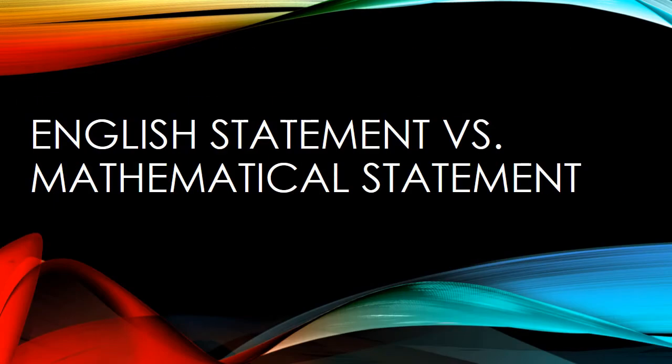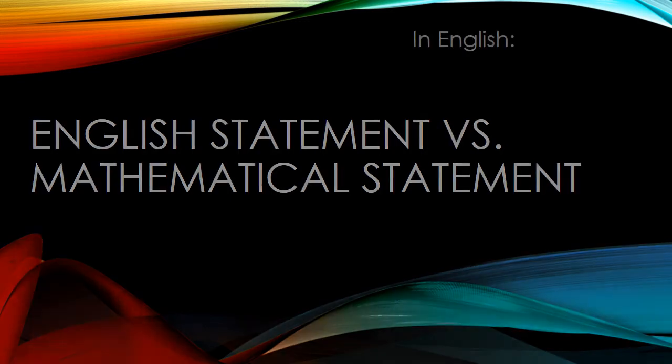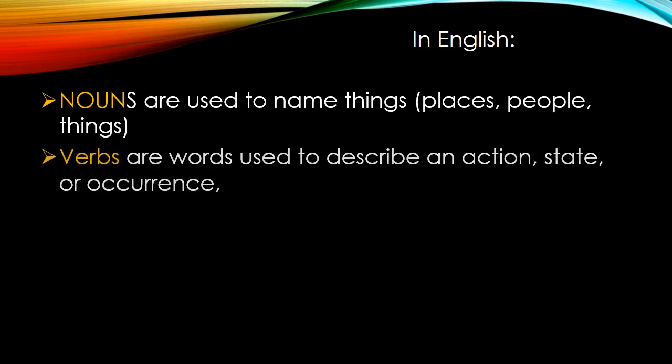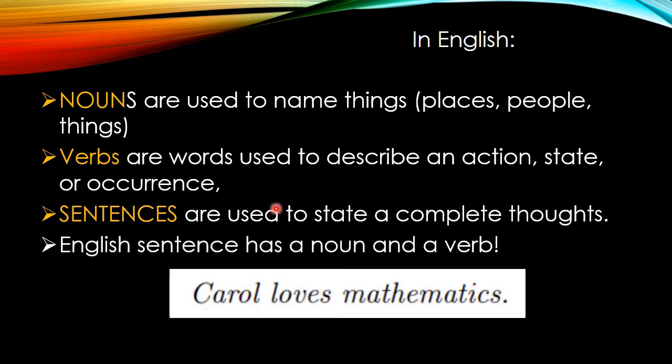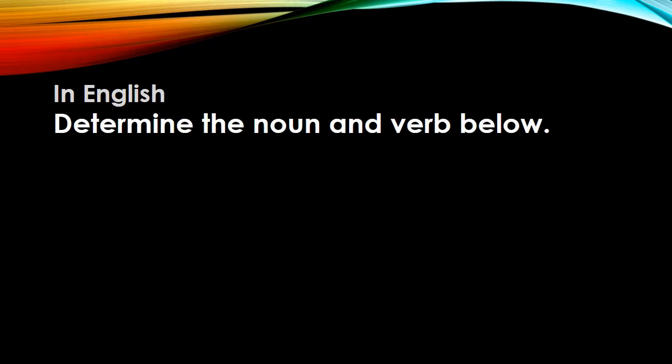Now we're going to differentiate English statements and mathematical statements. In English, we have nouns, verbs, and sentences. A noun is used to name a place, a person, or a thing. A verb, on the other hand, is used to describe an action, a state, or an occurrence. And a sentence gives us a complete thought. For example, Carol loves mathematics. The noun here is Carol, and the verb is loves.